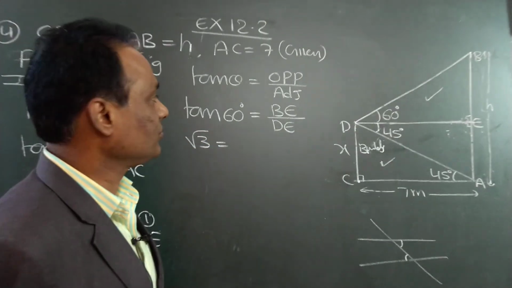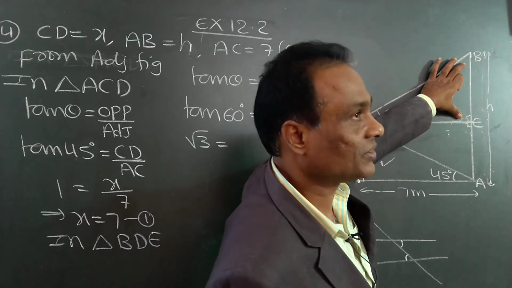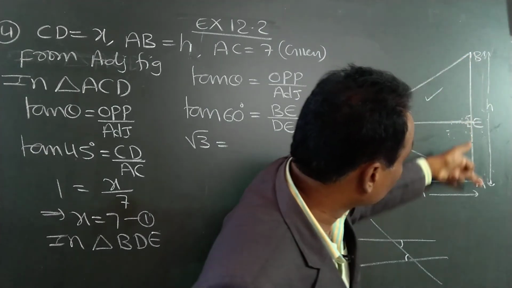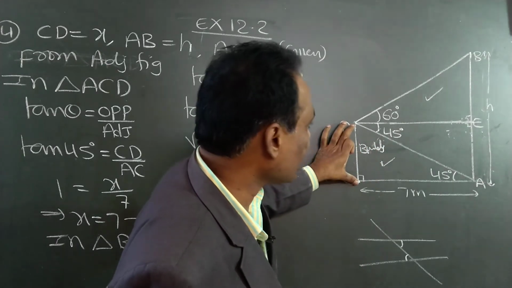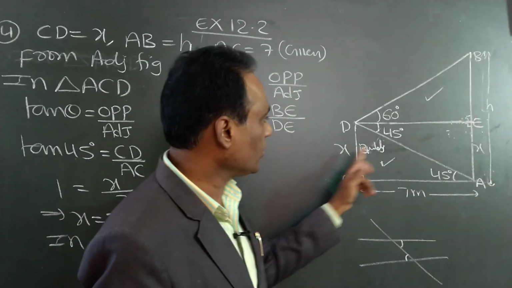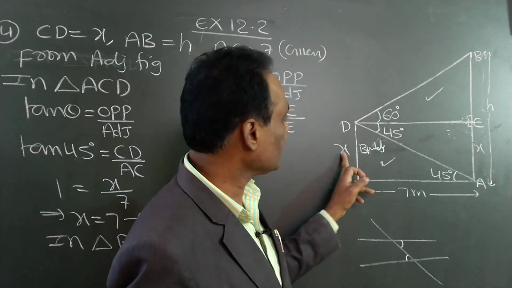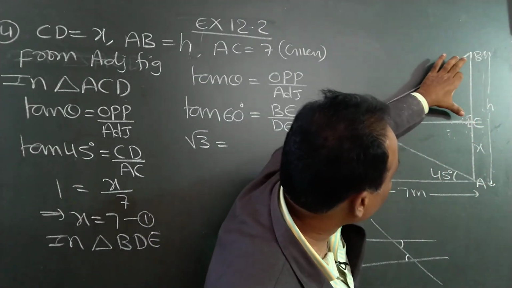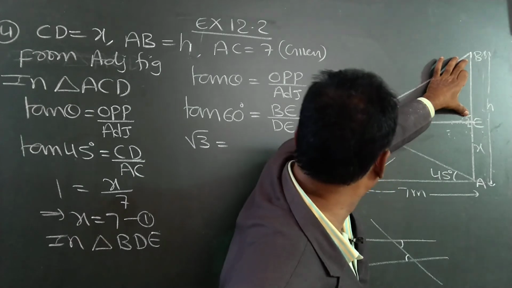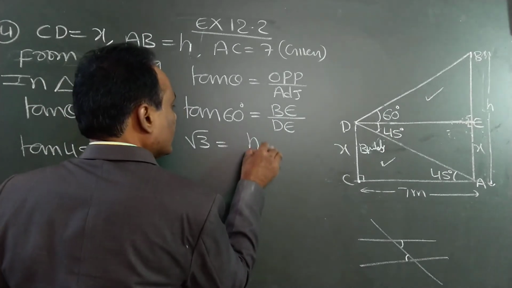What is BE? This you have to tell. Total is h. If this is x, this will also be x, opposite sides exactly equal. It is a rectangle. Opposite sides are equal. If x is subtracted, what is the balance amount? Total h minus x. This is BE. BE is total h minus x.